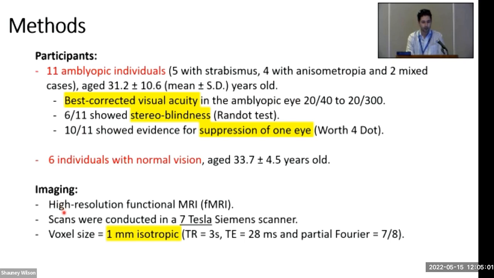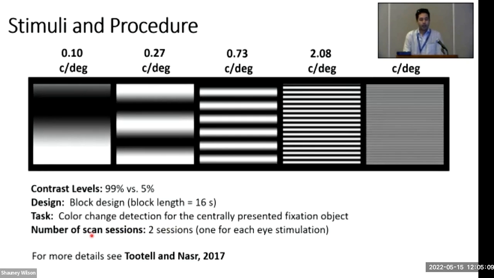We used high resolution fMRI, and we scanned our subjects in a 7T scanner. Resolution was 1 millimeter. The stimuli consisted of luminance-varying gratings, with spatial frequency varying between 0.1 and 5.79. Contrast level was either full contrast or relatively low contrast, 5%. The experiment was a block design.